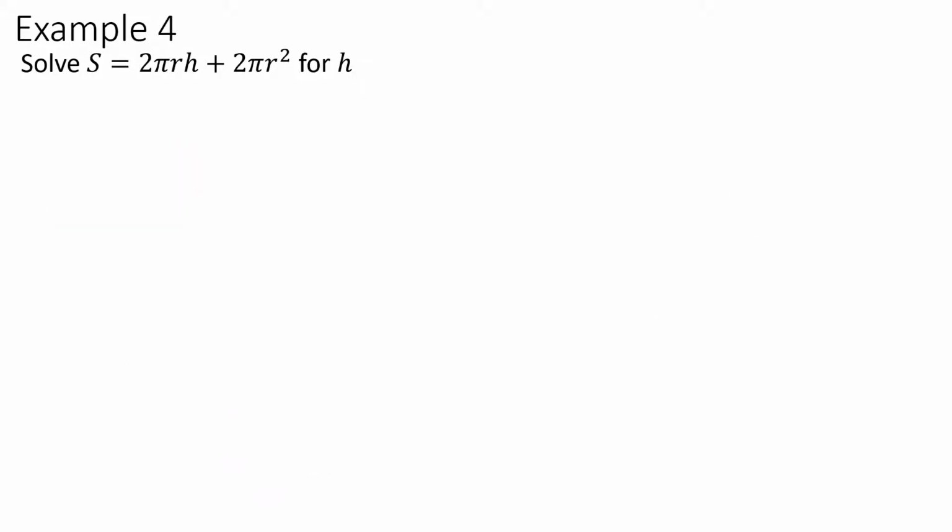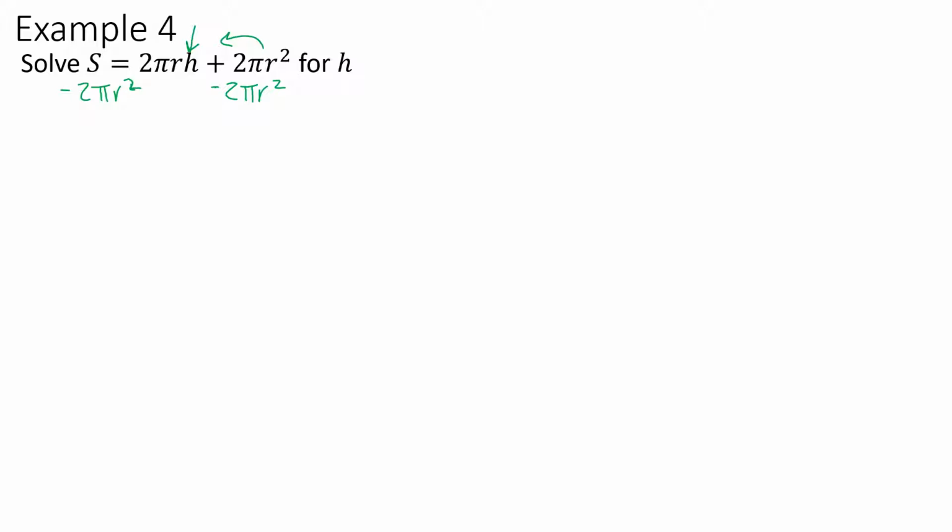Example 4. Solve s equals 2 pi rh plus 2 pi r squared for h. So I'm solving for h. I notice that I have two terms on the right, only one of them has an h in it. So I'm going to move the term that does not have an h in it to the other side. That means I'm going to subtract 2 pi r squared from both sides.